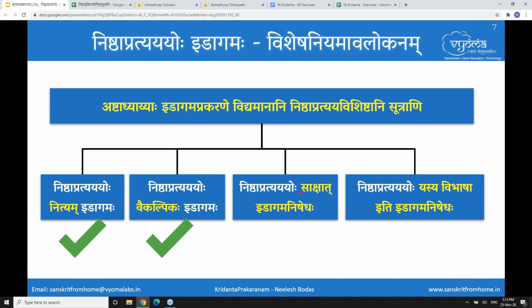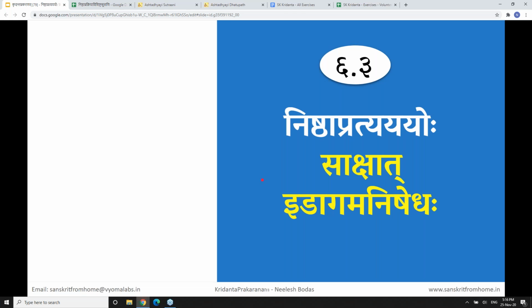The next 2 buckets are the nishedha of the idagama, which is what we are going to learn in today's class. So nishtha pratyayoho sakshat idagama nishedha and nishtha pratyayoho yasya vibhasha iti idagama nishedha. So sometimes the idagama is blocked explicitly by giving a sutram to block the idagama. Sometimes the idagama is made optional for some other pratyaya, like say twa pratyaya, san pratyaya, lit pratyaya, and therefore yasya vibhasha will indirectly block the idagama for the nishtha pratyayas. So sakshad idagama nishedha tatha cha yasya vibhasha iti idagama nishedha. So that's set number 3 and set number 4.